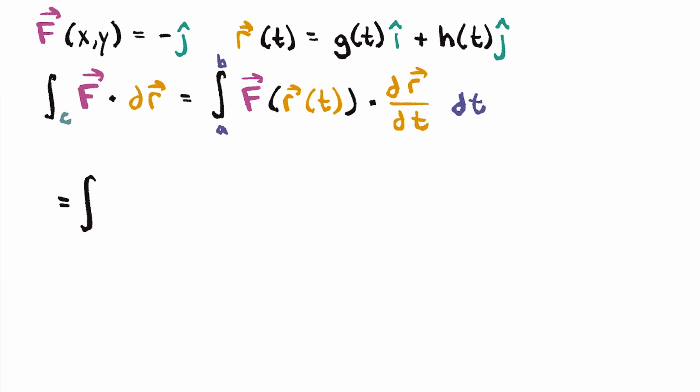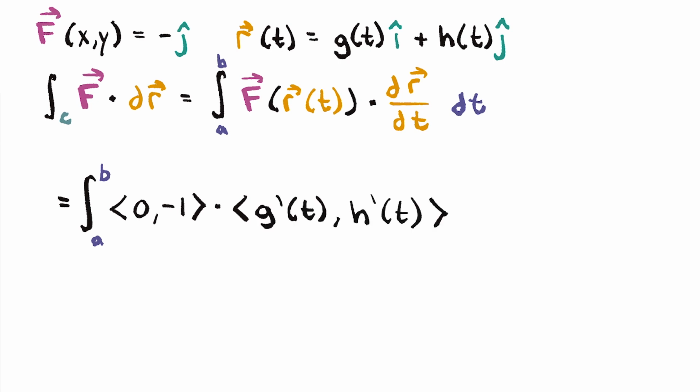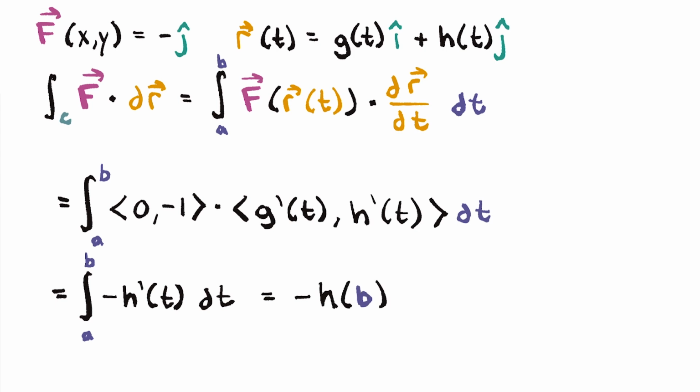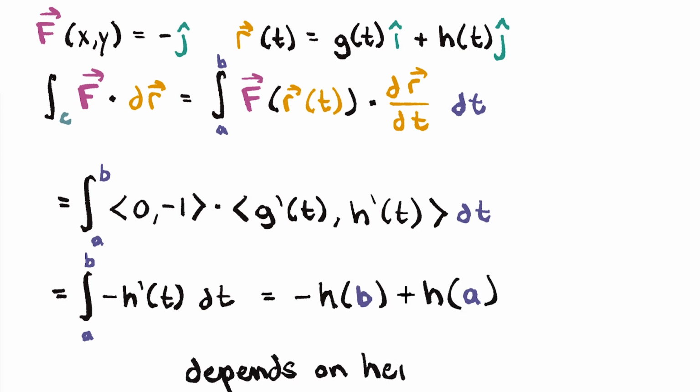F will be the standard negative y unit vector as seen, and our other vector is the derivative of our r of t function. Now, when we take the dot product, we get the integral from a to b of negative h of t dt, and from the fundamental theorem of calculus, we know that the integral of a derivative is f of b minus f of a, and accounting for negative signs, there's the answer you see on screen. Cool! We just proved that work depends on height, but in a snazzy math way.